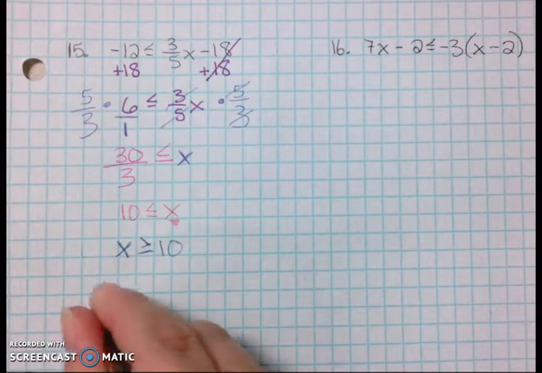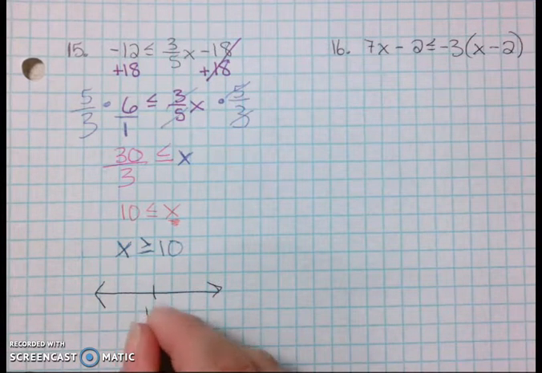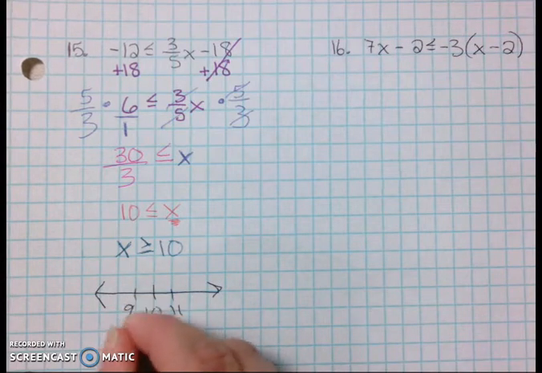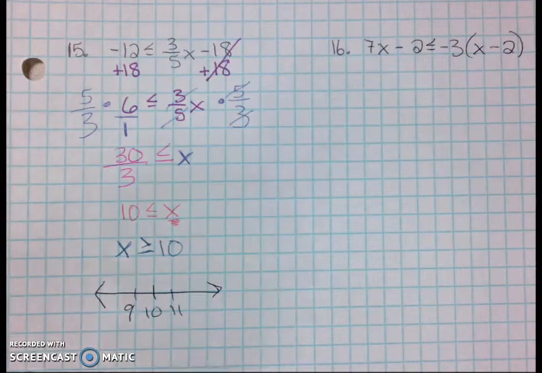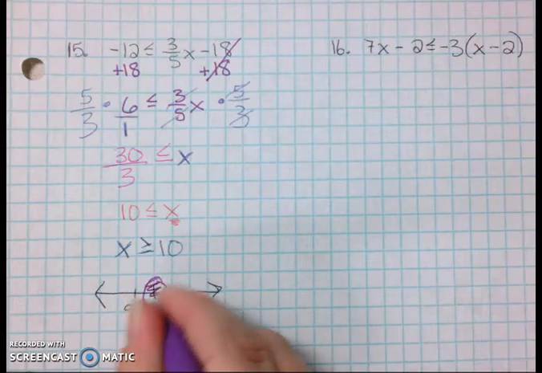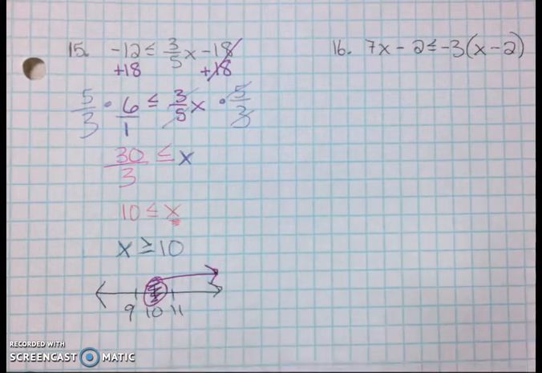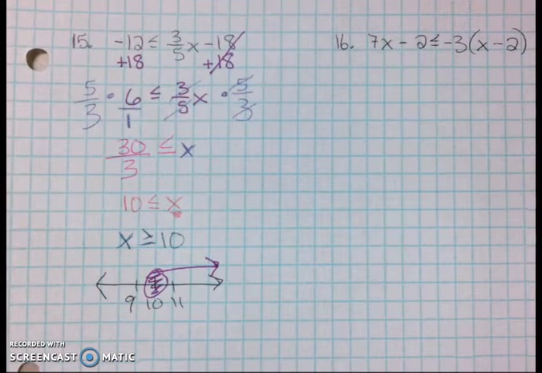Now I'm going to graph this. 10, 11, put a 9 over here. I circle my 10, I fill it in. X is greater than, so it goes to the right. So there's a little bit of a harder one.